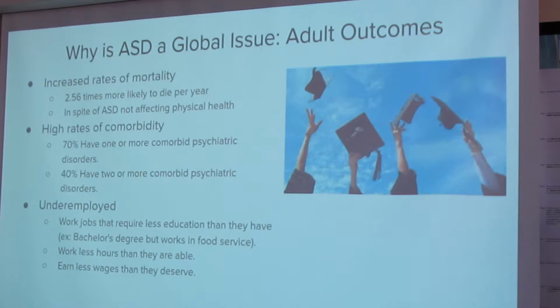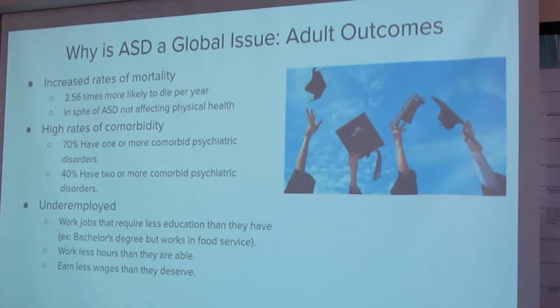And the second reason why I think this is a global issue is the outcomes of adults with autism. Adults with autism have very increased rates of morbidity and mortality. This is pretty striking because autism doesn't come with any real physical symptoms. Some people have increased rates of seizures, but it's not like people with autism also have heart problems, so they're more likely to die from that. The reason that these rates of mortality are higher is completely due to social consequences. So that's pretty alarming and saddening.